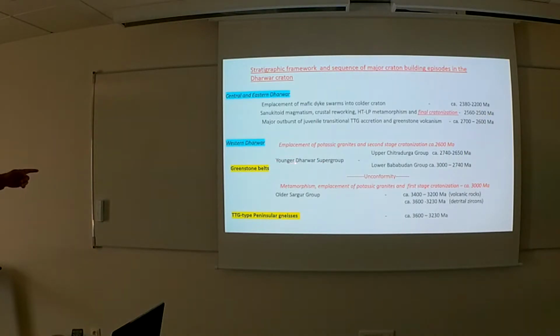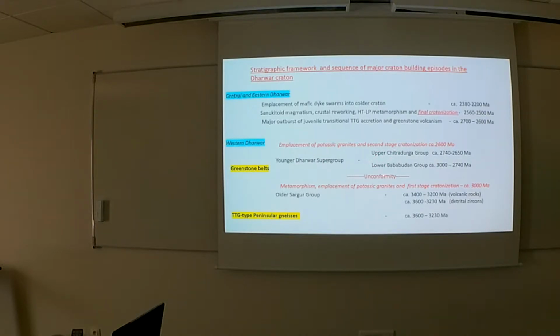Just as I was mentioning, the younger Dharwar supergroup is further subdivided into the lower Bababudan group and the upper Chitradurga group. In between these two cycles, this corresponds to one cycle of the craton building process. At the end, we have the metamorphism, emplacement of potassic granites, and the first stage of cratonization close to 3 billion years. Then, on this cratonized basement, the younger sequences were deposited.